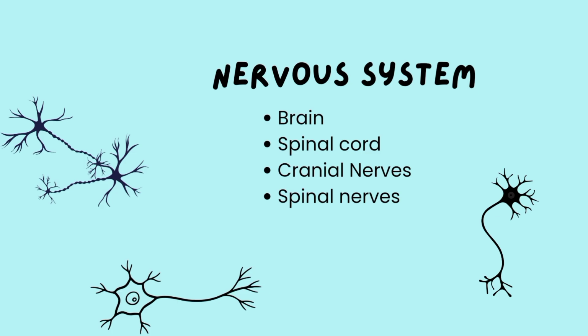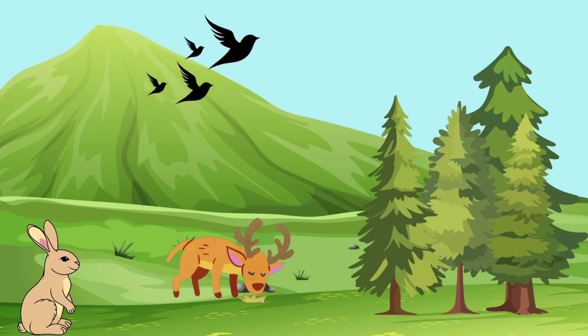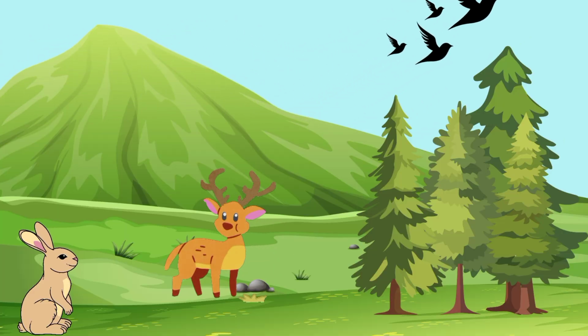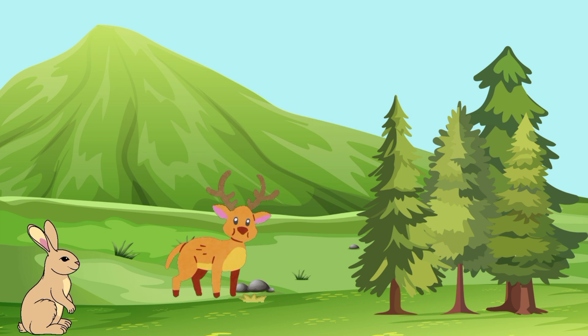To sum up, our nervous system is made up of the brain, spinal cord, and a network of nerves, all working together through neurons. It helps us to sense the world, process information, and respond in the right way.